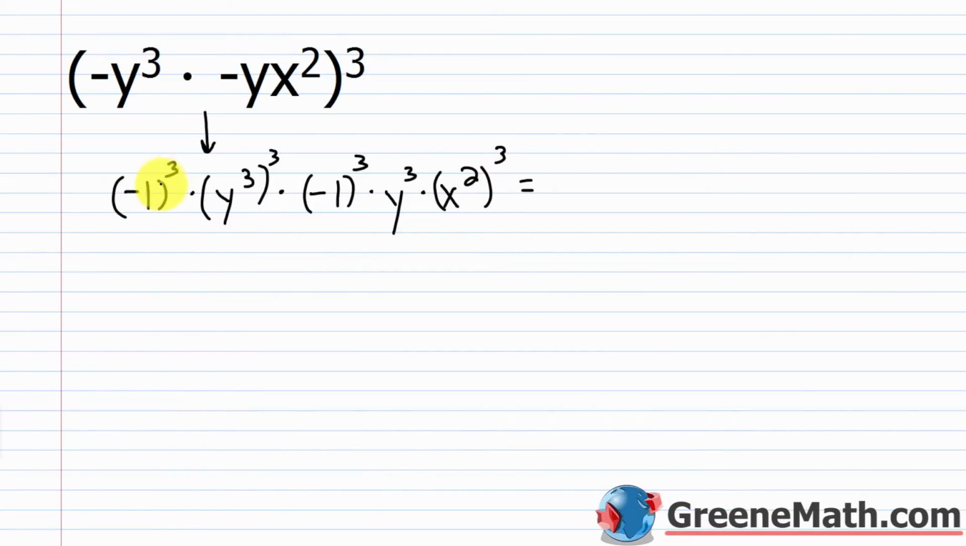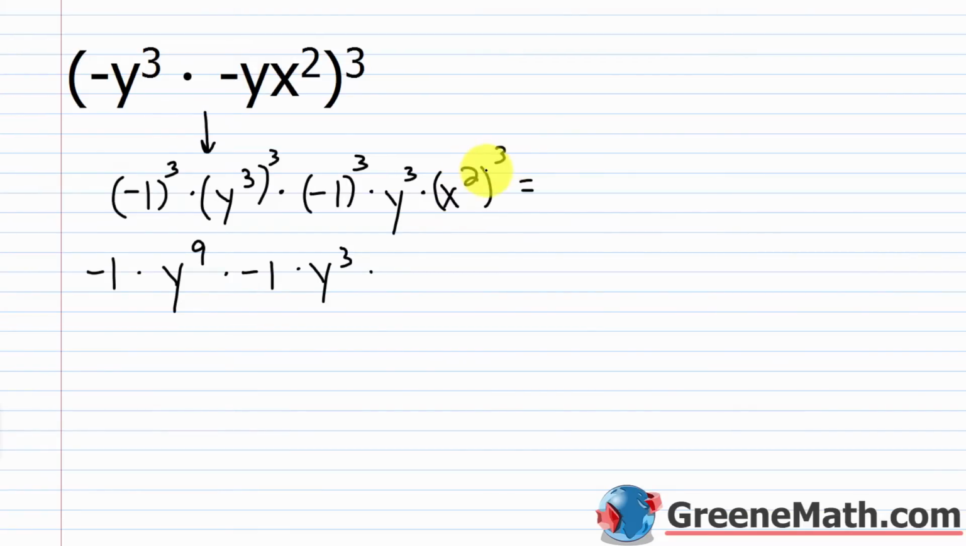So negative 1 cubed is negative 1 times negative 1 times negative 1. That's negative 1. Then times, we have y cubed, and then that's cubed. So we use our power to power rule. That tells us to keep the base the same, so y is going to stay the same, and multiply the exponents. So 3 times 3 is 9. Then we have negative 1 cubed again. We know that's negative 1. And then we have y cubed, so times y cubed. And then times, we have x squared, and then that's raised to the third power, or that's cubed.